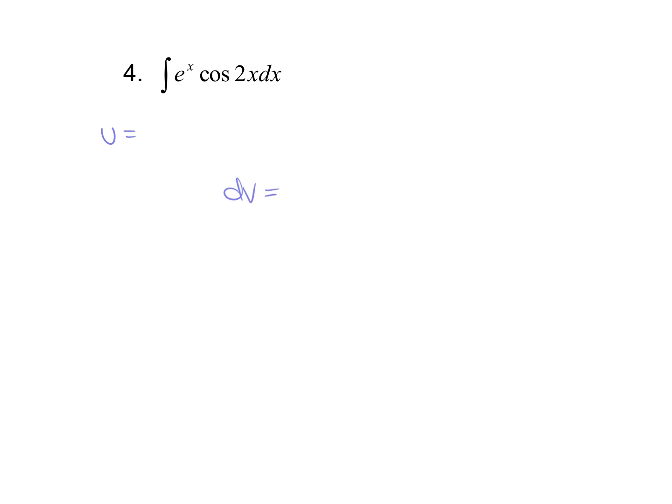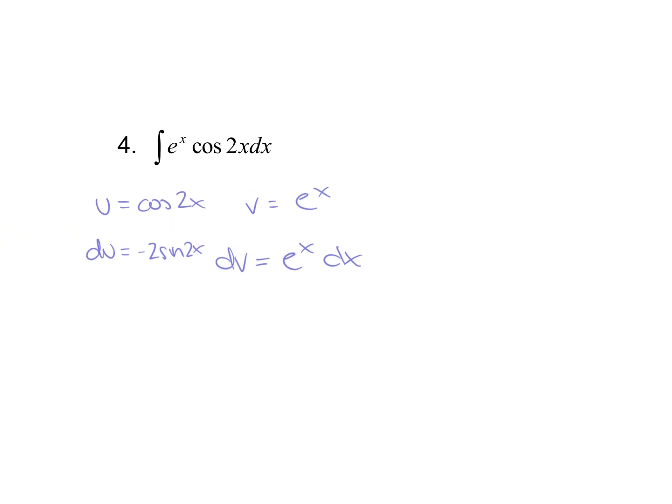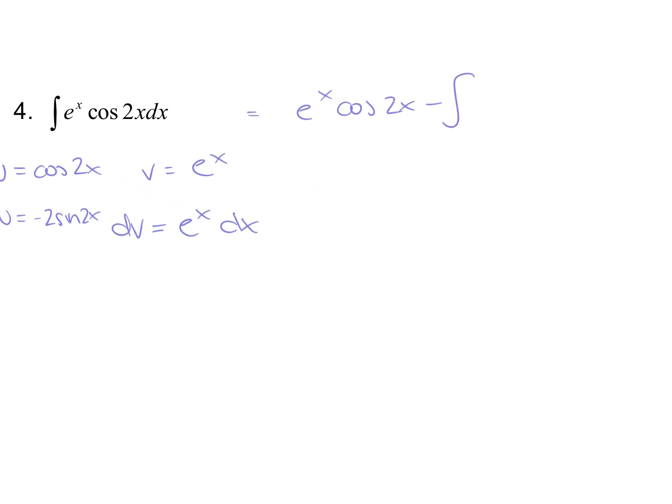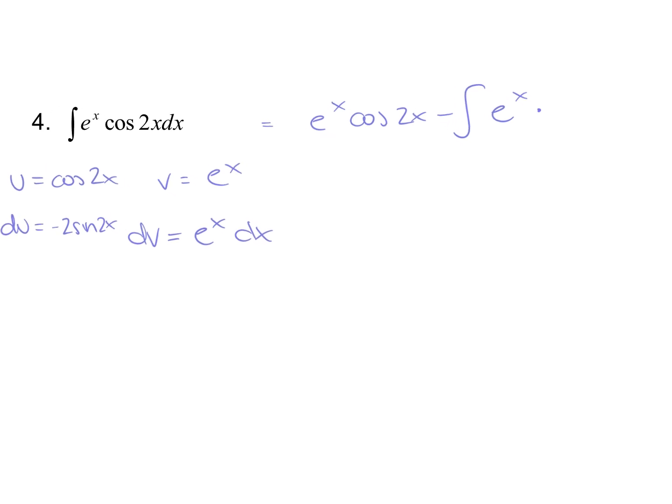We are going to always, with our guidelines, set our e to the x dx as our dv, which means my cosine of 2x is my u. Therefore, my du is negative 2 sine 2x, and my v will be e to the x. So I will do my first setup as uv minus the integral of v du, which is times negative 2 sine 2x dx.